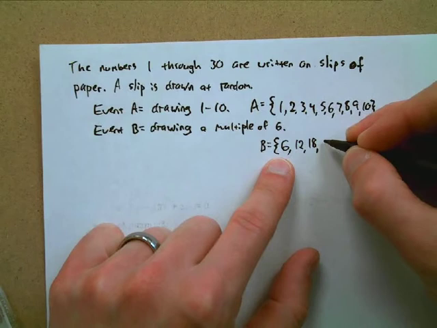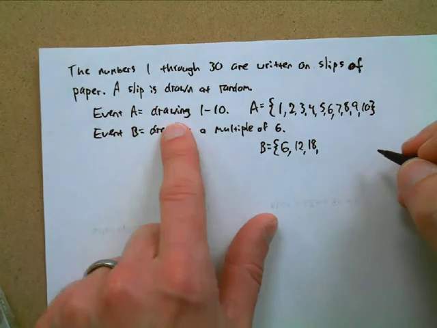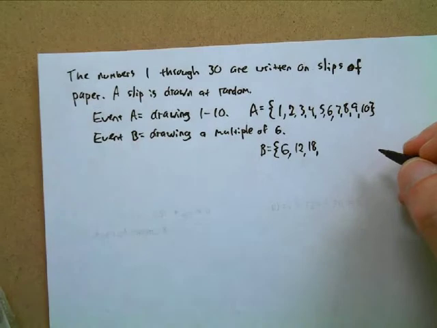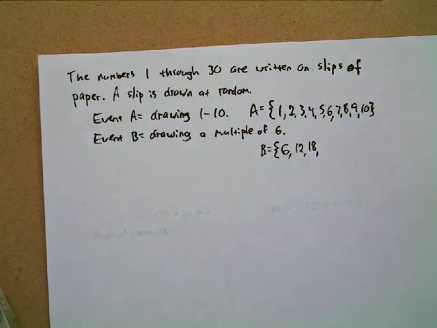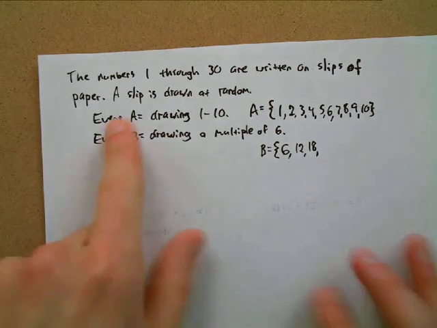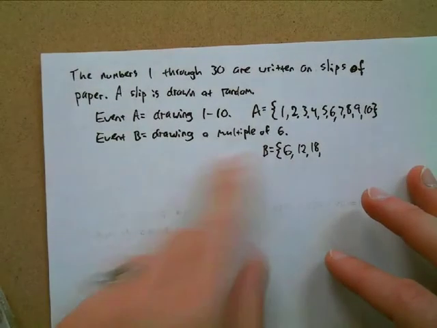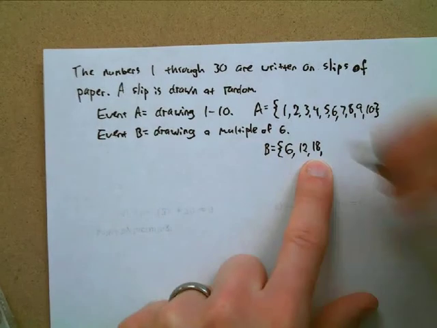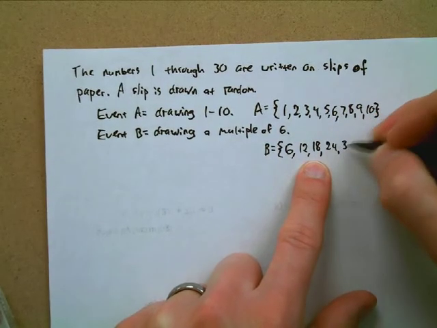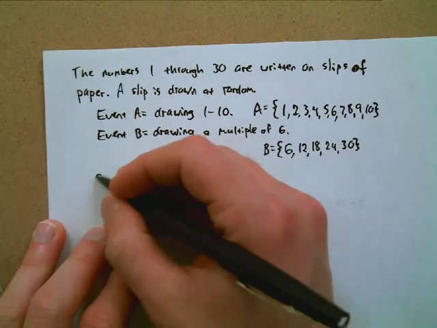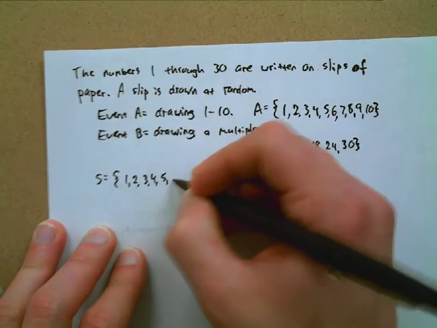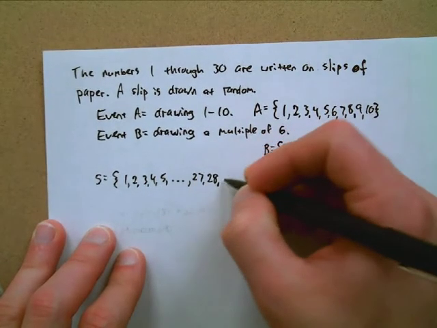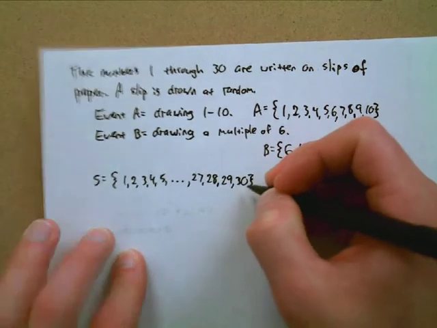Oh, I'm sorry. No, sorry. The event A was drawing 1 through 10. That's only for event A. Event B is a separate event. Again, what's our sample space here? Our sample space, the total possible outcomes, are the numbers 1 to 30. The numbers 1 through 30 are written on slips of paper. So these are just the individual events. The event is drawing a multiple of 6. So 6, 12, 18, 24, and then 30. And then the sample space is going to be 1 through 30. That's our sample space, the total possible outcomes.